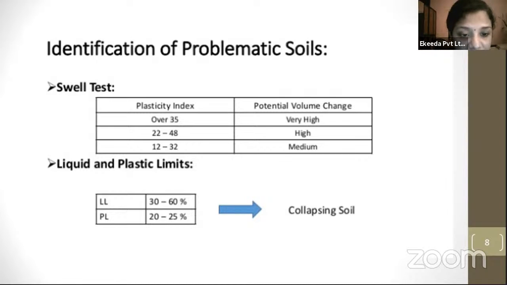Then next are the liquid and plastic limit range values. If the liquid limit is 30 to 60 percent, and the plastic limit is 20 to 25 percent, we can say that it is a collapsing soil.